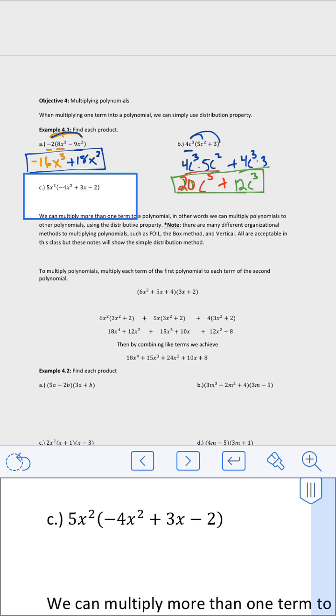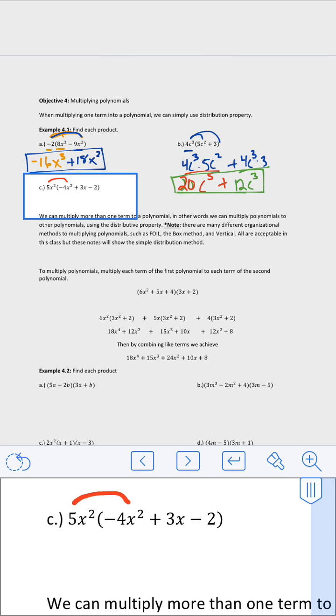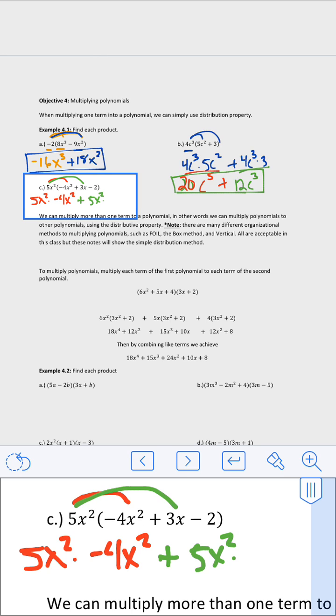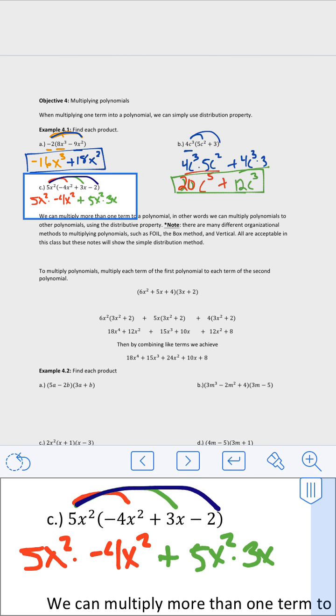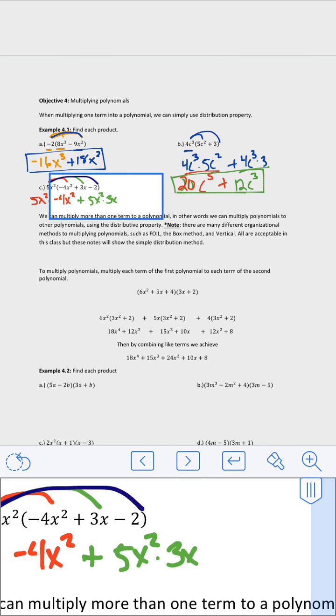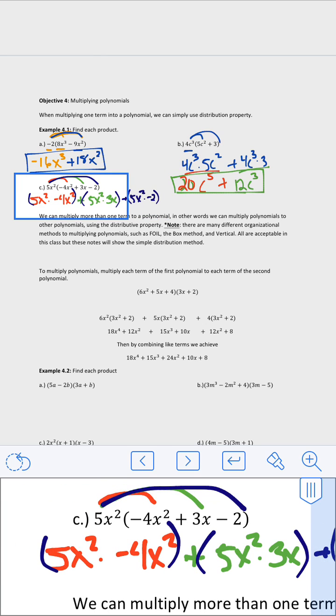Alright, so I hope you had some time to try this one. When you distribute them in, here I've got 5x squared times negative 4x squared. Do it again to the second one, right? I've got plus 5x squared times 3x. And then the last one, I've got plus 5x squared times negative 2. So I've got three little zones going on here.